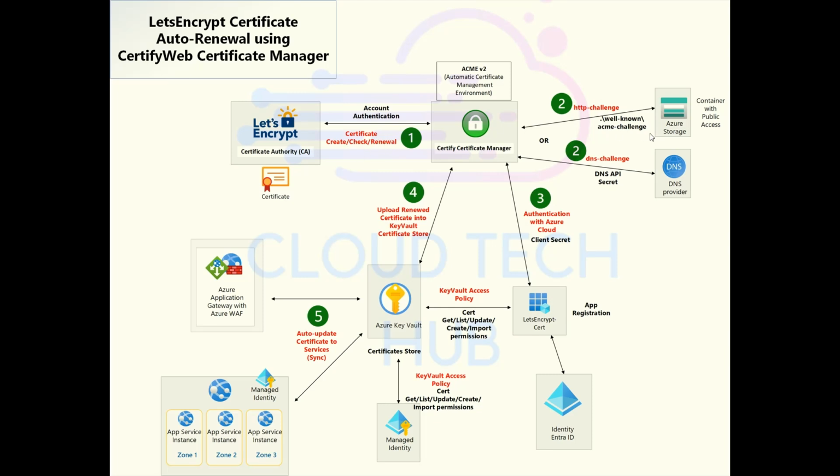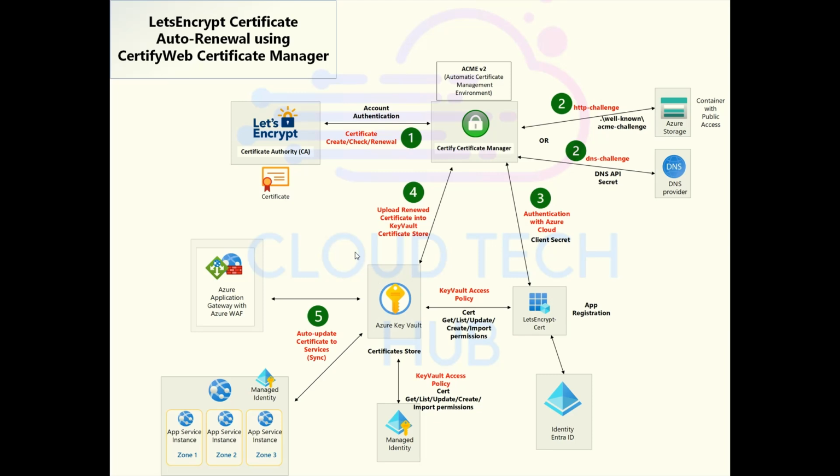When it renews, it does the domain validation. After that, it checks the client secret authentication with the Azure cloud using the app registration. Then it updates the certificate in the Azure Key Vault certificate store. From there, our Azure services such as Azure App Gateway, Azure Web Apps, Azure Functions, and other services can get the new certificate from the Azure Key Vault using the sync function.